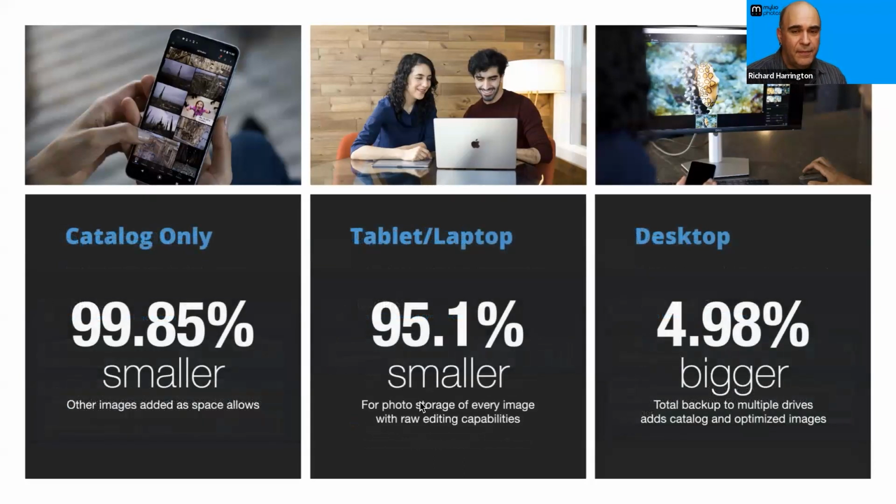And here's kind of the difference. So you can have a catalog that takes up about 1% of the space. You can have your optimized images that are about 5% the size of the original, or on your desktop, it only uses 5% more storage space to make those thumbnails and optimized images for all your other devices. And when you add things, they don't have to move.